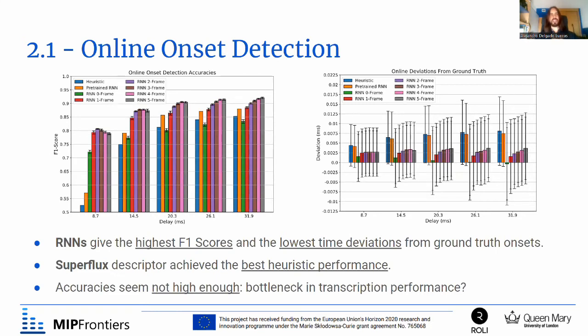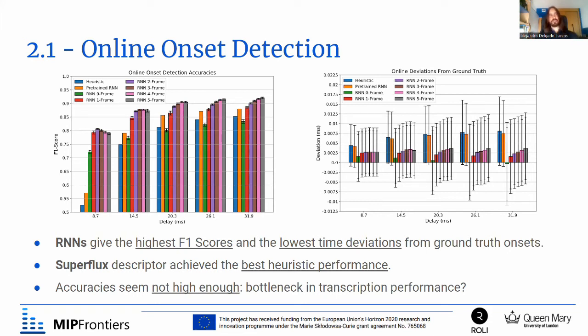Usually we see that recurrent neural networks give the highest accuracies, if F1 score is a measure of accuracy in this kind of task. They have the lowest time deviations from ground truth onsets in general. And also the SuperFlux, which is a descriptor, was the best descriptor to achieve heuristic onset detection. This is because the SuperFlux is based on the spectral flux descriptor, but it also has vibrato suppression. So we hypothesize that this vibrato suppression would discard false positives or false onsets.